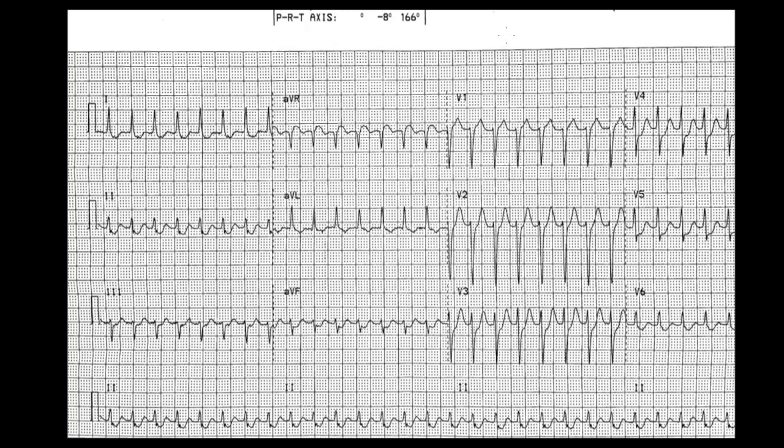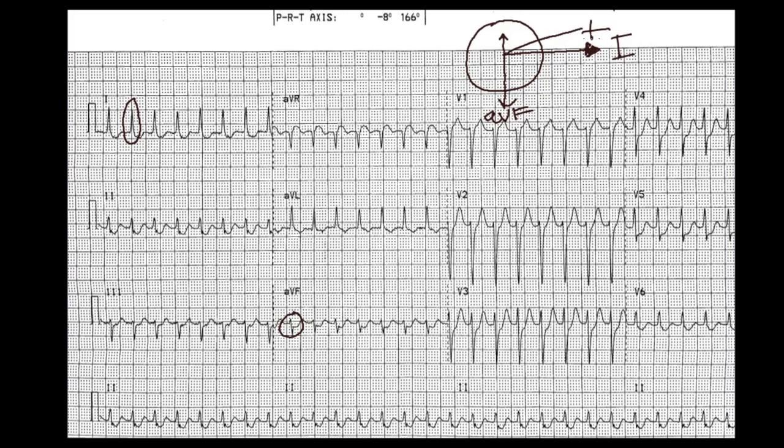The thing again to remember on axis, if we draw a nice circle, remember that the line going out this way is lead 1, and the line going down this way is AVF. If we look at lead 1, we can see here that it's very positive. Obviously, these are positive QRS complexes, and so we're going to be in this direction over on the right-hand side of the screen, but on the left-hand side of the patient. And then in terms of AVF, we can see clearly here that we're dealing with a slightly negative QRS complex, and so therefore we're going to be going opposite, so kind of in this direction.